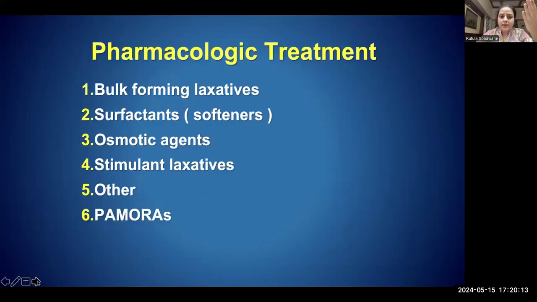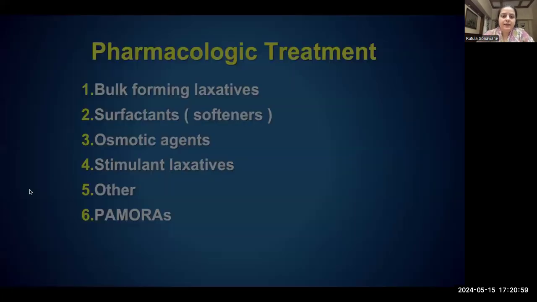Pharmacological treatment. As I said, it can be bulk forming laxatives, it can be surfactants, which are also called softeners, it can be osmotic, which increases the fluid in the gut lumen, it can be stimulant, which increases the peristaltic movements, or Camoras, which are particularly for opioid-induced constipation, which is basically a peripheral antagonist. It has an effect on the peripheral mu agonist receptors, which inhibits those, so has this antagonist effect, and that effect goes away. So the constipating effect of opioids will go away with Camoras. Unfortunately, it's not available in India. So we'll have to make do with other laxatives.